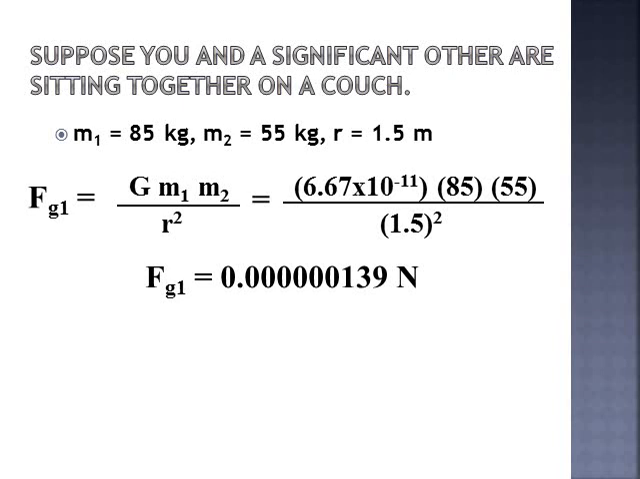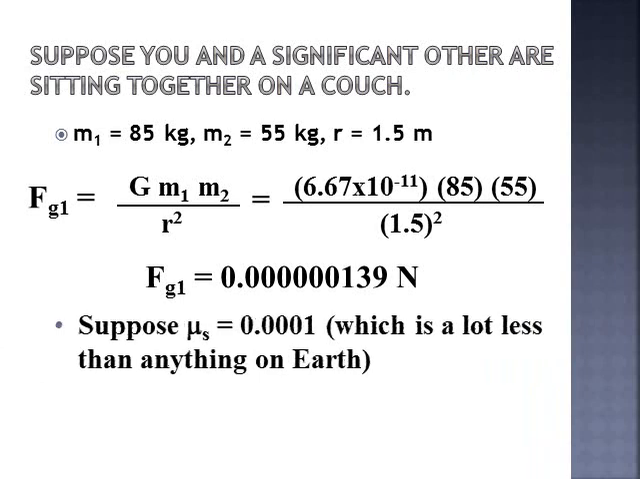Well, let's look at this a different way. We have a force of gravity attracting you, but what's stopping you from moving together? That would be the force of friction. So let's suppose that the surface of your couch is made of the most slick surface we could possibly come up with. There's nothing on Earth that's actually this slick. You don't have two surfaces that can actually have a coefficient of static friction of 0.0001.